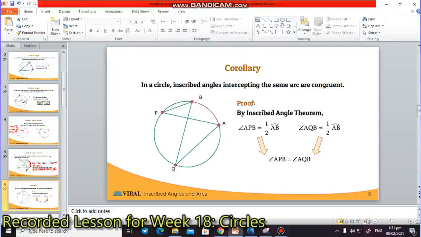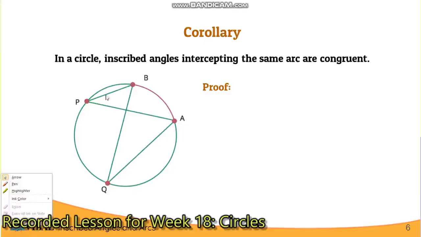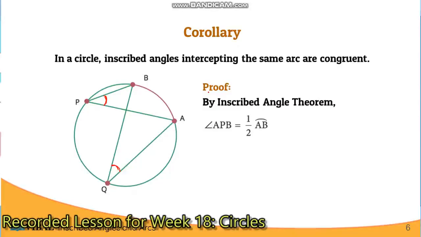Ito yung explanation natin kanina. In a circle, inscribed angles intersecting the same arc are congruent. Lahat daw ng inscribed angles na nagfo-fall sa iisang arc ay congruent. Bakit kaya? Ito daw, dalawang to ay congruent. Kinompute na natin yan kanina. So, prove na natin ulit.